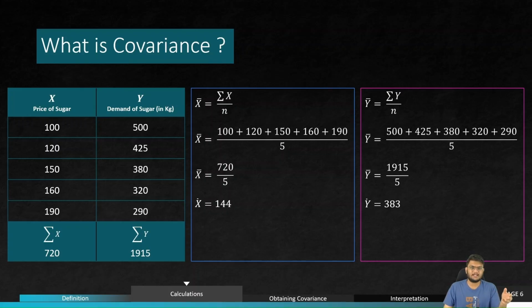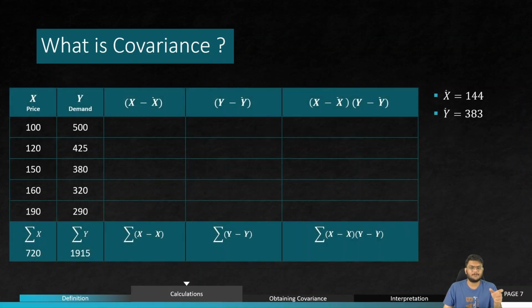Now let's obtain the deviation. So for that we will prepare three more columns. First one is x minus x bar, the second one is y minus y bar, and the third one will be the product of these two. So that will be x minus x bar into y minus y bar, right? To obtain deviations, we will deduct the mean value from all the observations.